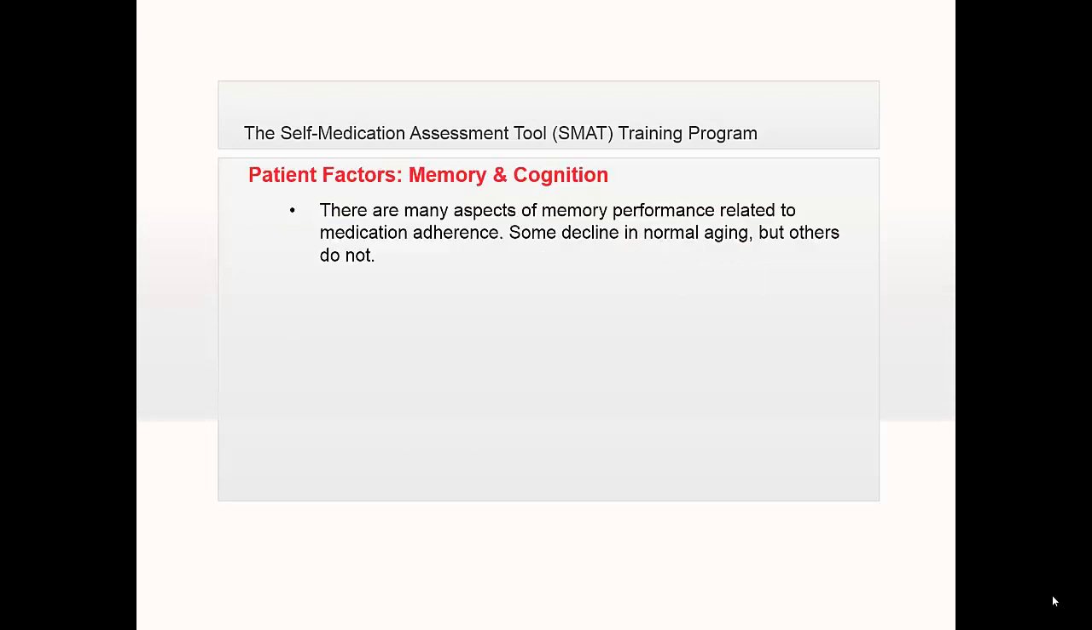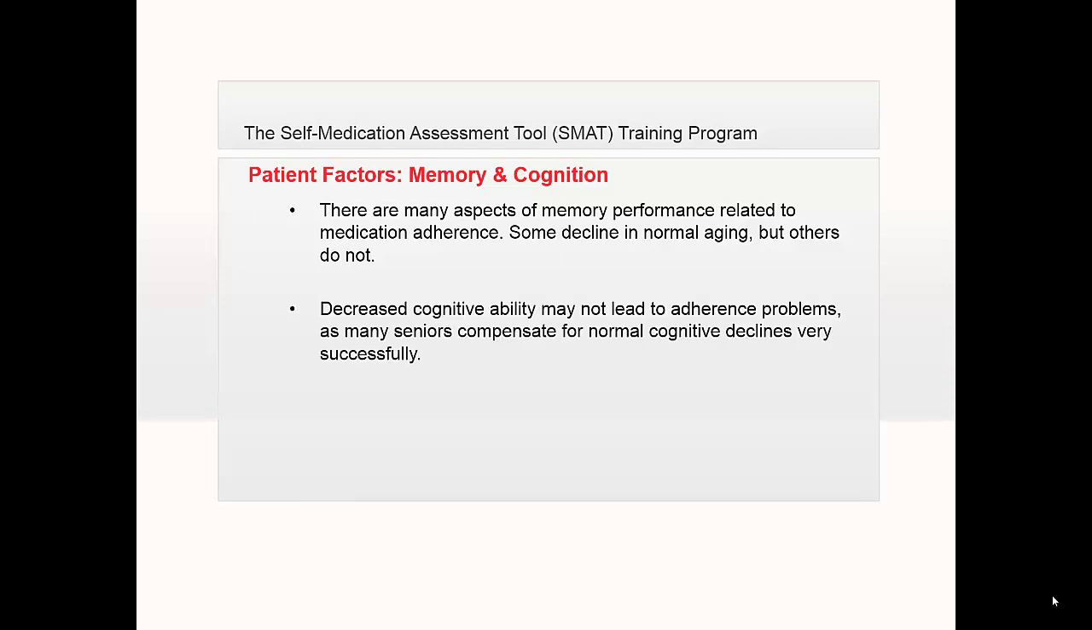There are many aspects of memory performance that are related to medication adherence. Some decline in aging, but others do not. It is important to note that decreased cognitive ability may not always lead to adherence problems, as many seniors compensate for normal cognitive declines very successfully.